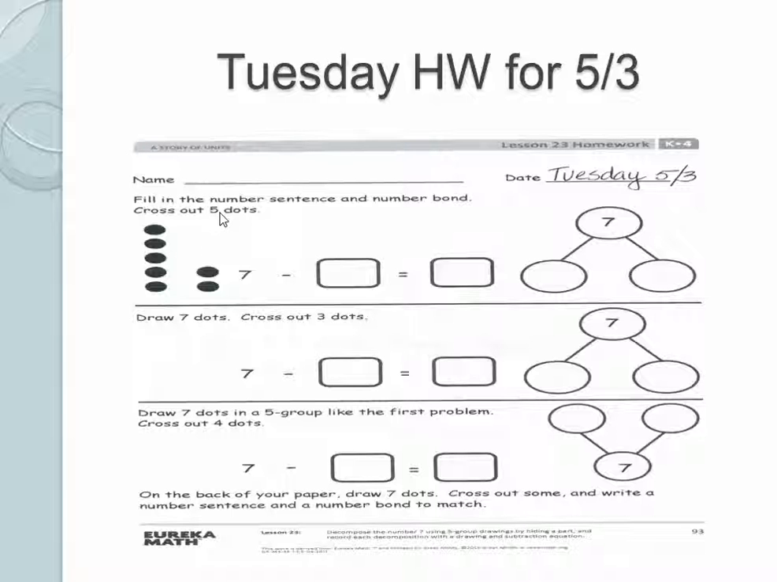Please write the number that you cross out, which is 5, in the middle to show that you are taking away 5, and also in the first circle in the number bond to show that you're taking away 5 out of 7, and then you're going to be left with 2 as a result. Try to do the other problems by yourself.